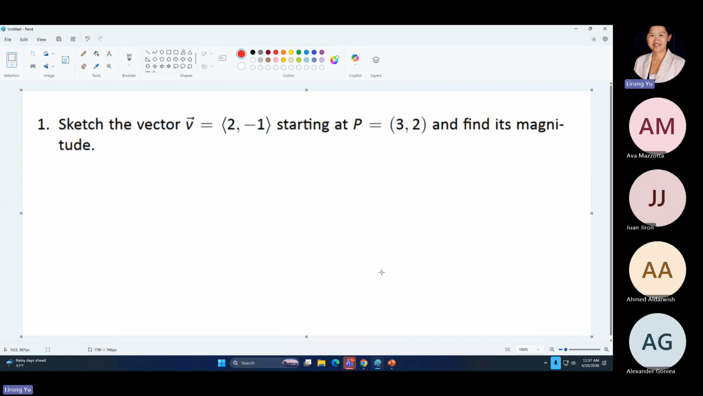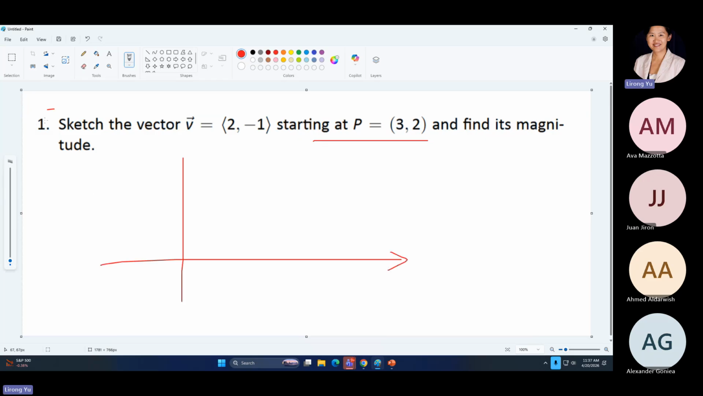So this one is to sketch the vector v = <2, -1>, starting from P(3, 2). So the question had two things. The point P is a point, 3, 2, but the V is a vector, meaning that this vector V has to have an initial point and terminal point, and we don't know the terminal point. We only have the initial point. It says to start at P(3, 2). Okay, so what do we do? Let's graph. It did say sketch this.